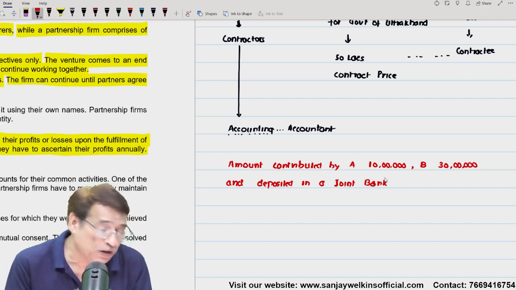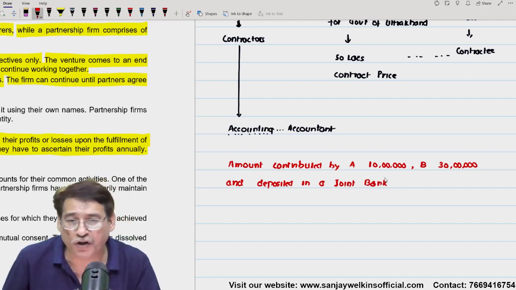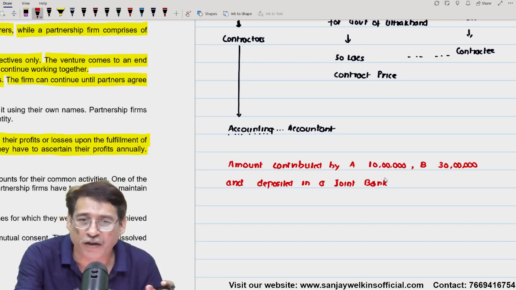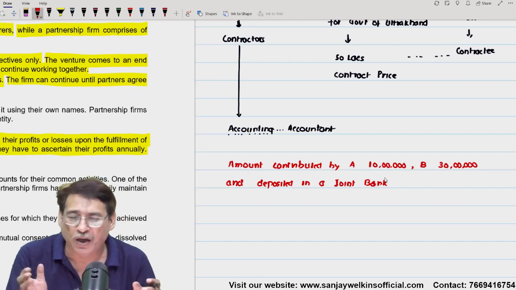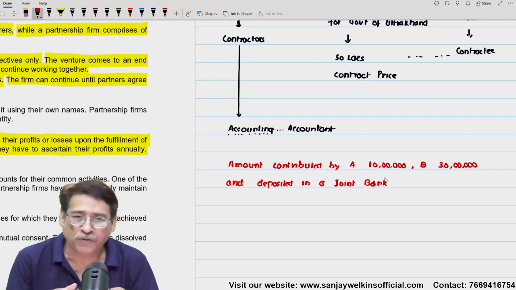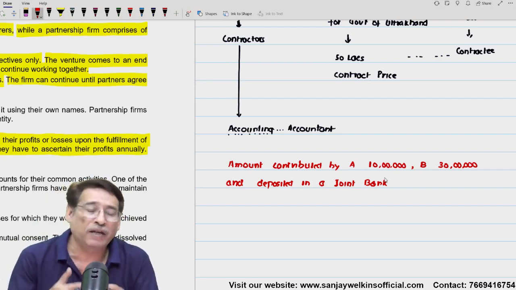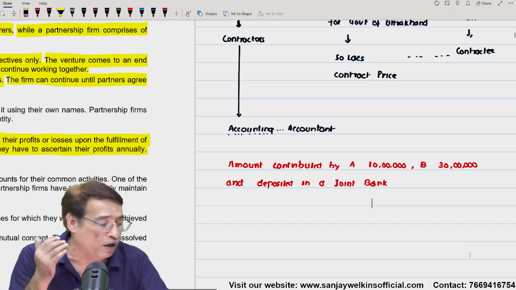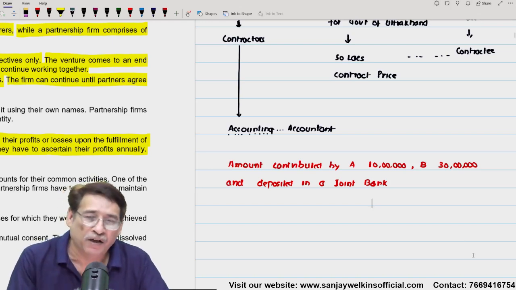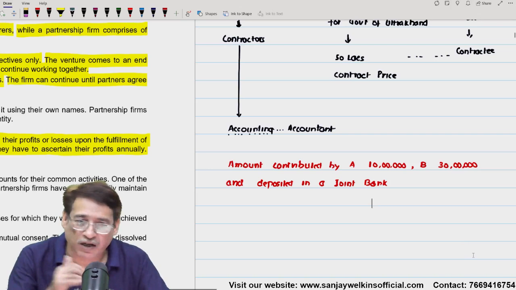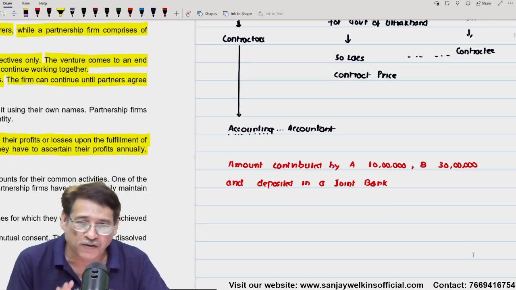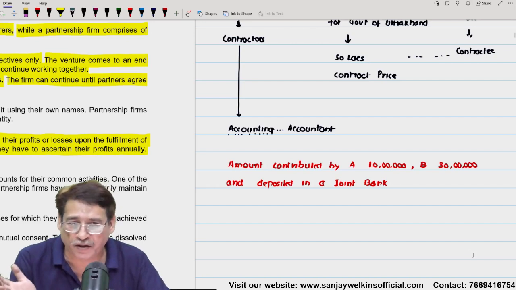Generally under this method, what happens? The co-venturer will open a joint bank account, and the purpose of opening the joint bank account is just to reduce any sort of misconceptions, any sort of fraud, any sort of misunderstanding. Because when we have opened a joint account, unless and until both sign the check, the check cannot be cleared. So that is why opening of joint bank account is considered better.